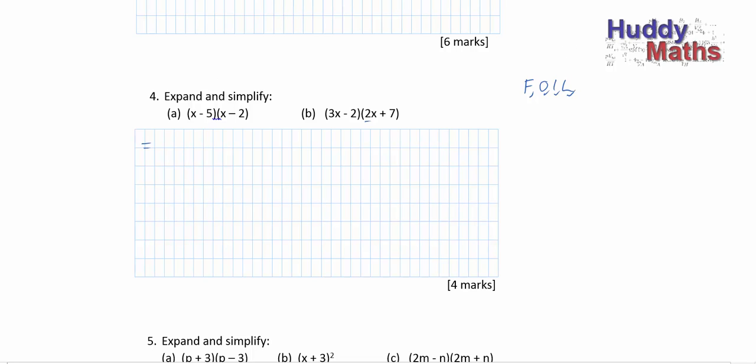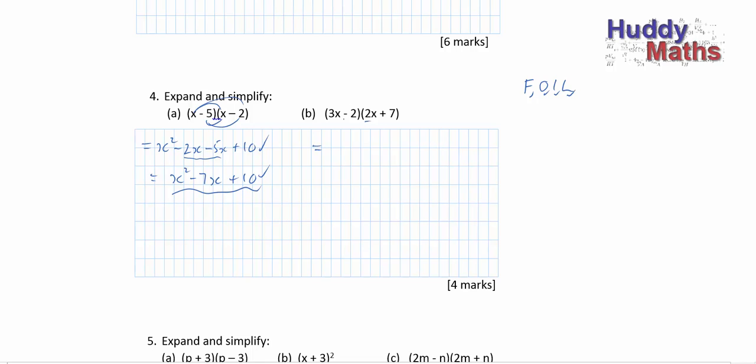Let's have a look. x by x is x squared. x by negative 2, negative 2x. Negative 5 by x, negative 5x. Negative 5 by negative 2, plus 10. So this is then x squared, collecting these up, negative 7x plus 10. Okay, so this is worth 4 marks, 1 for that line and 1 for collecting up the like terms correctly.